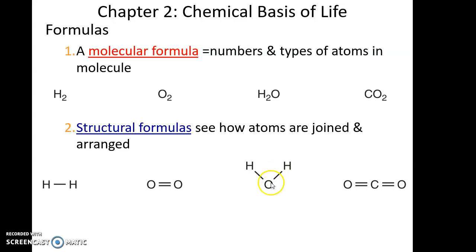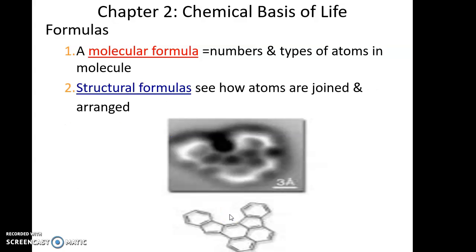Again, a single bond between each hydrogen and the oxygen, but because it is not distributed evenly, we got the hydrogens and the oxygen forming sort of a V shape. And then carbon dioxide, carbon has two double bonds, one double bond per oxygen, and this ends up being a very linear molecule. Here is a much more complicated molecule shown in structure formula.